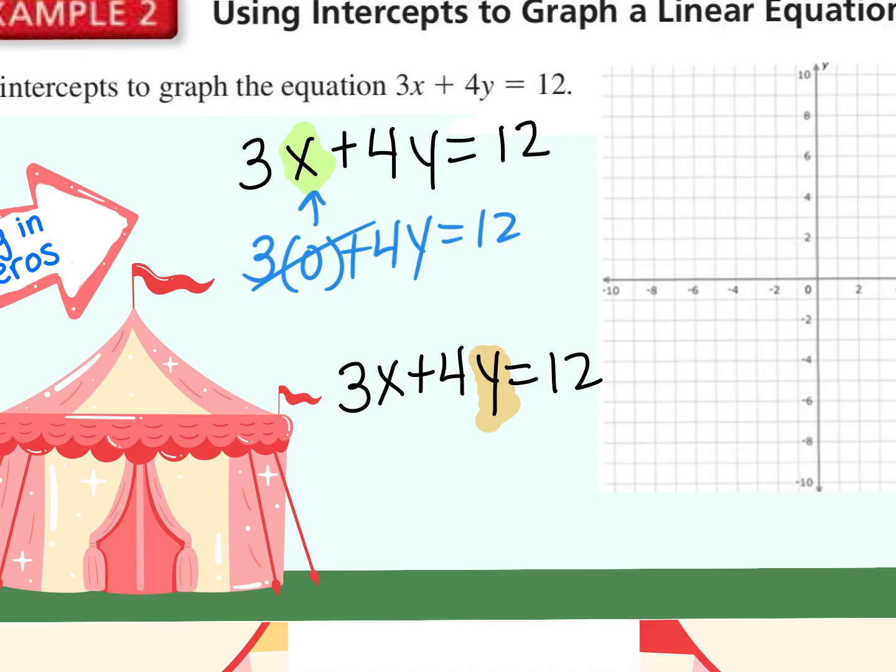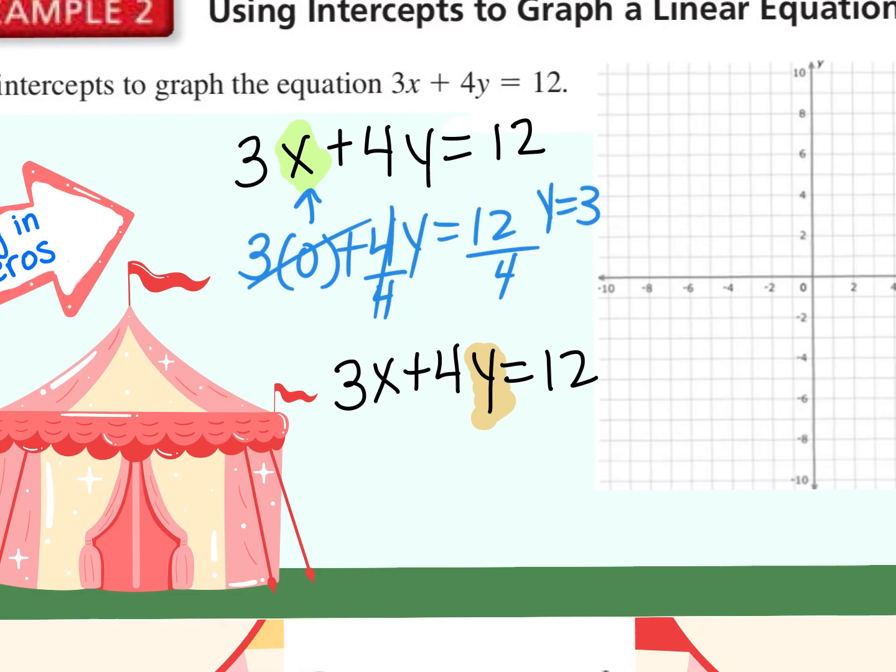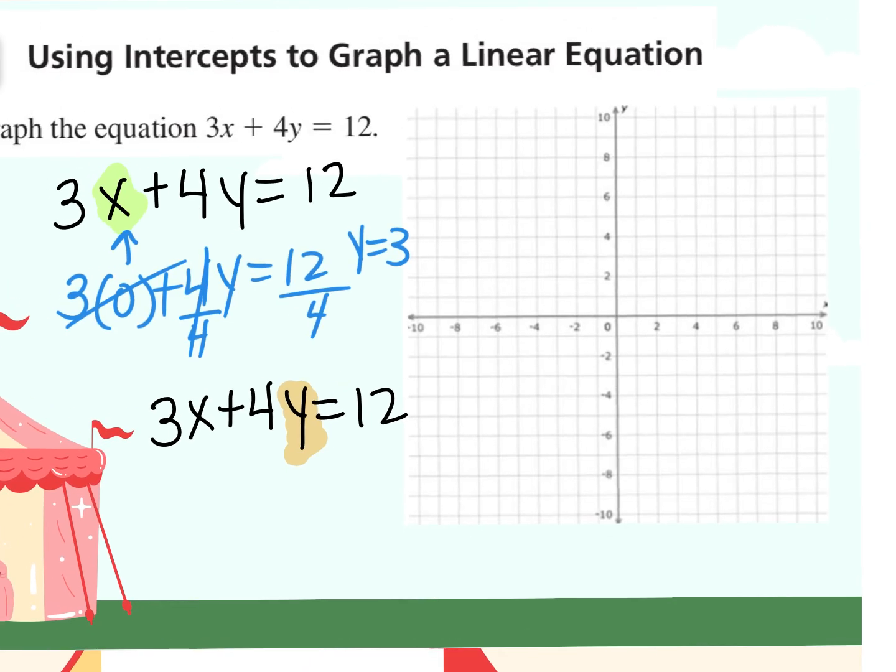So to get rid of the 4 that's being multiplied to y, what do I have to do? Divide by 4. Whatever you do to one side, you got to do on the other side, right? So what does it say? Y equals what? 3. If y equals 3, that means the y-intercept is 3. So I'm going to go to the y-axis, and where it says positive 3, I'm going to put a point.